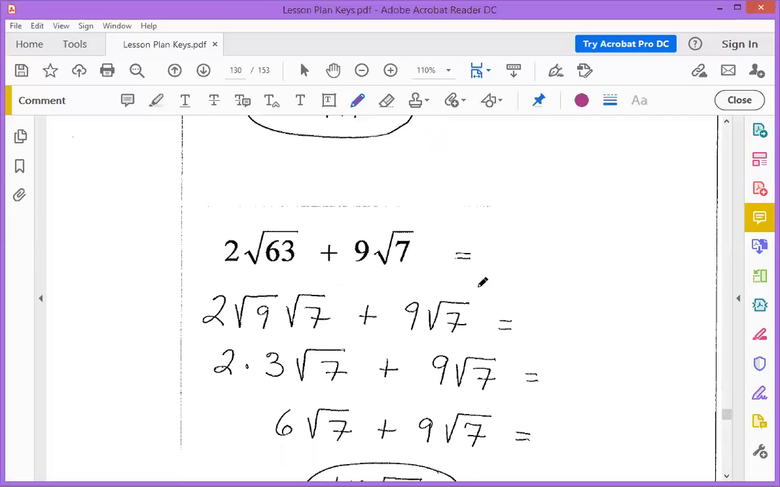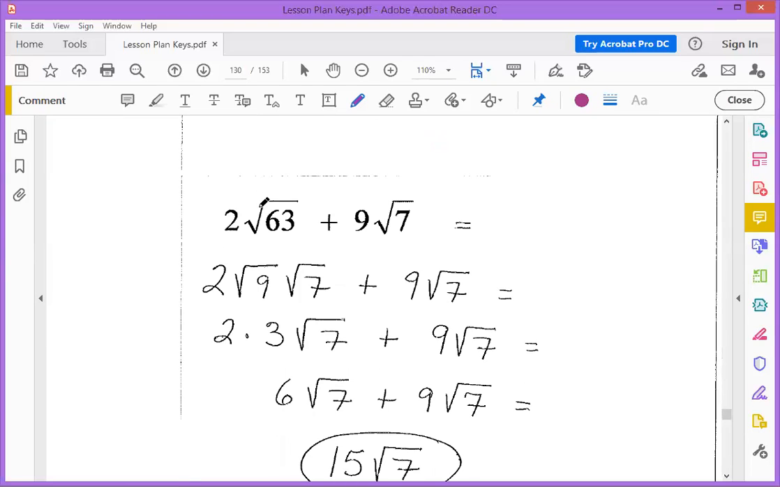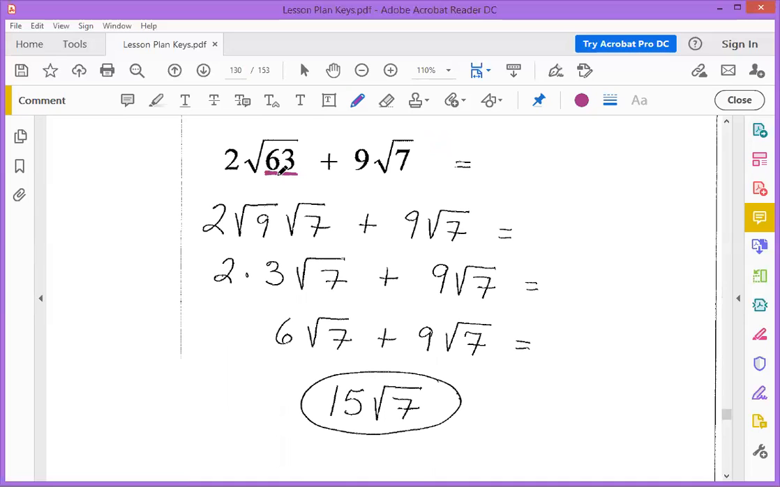In the third example, we see 2 times the square root of 63 plus 9 times the square root of 7. Now we notice here we have square roots, but underneath the first term, the square root, we have 63. And underneath the second one, we have 7. Now this 63 can be simplified. We can divide 63 by a perfect square number. 63 can be divided by 9. 9 times 7 is what gives us 63.